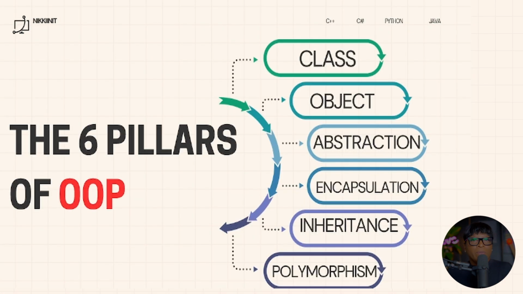Now, OOP has 6 pillars. Some people may say OOP only has 4 pillars, but to me, and to a lot of other developers, OOP stands on 6 pillars: class, objects, abstraction, encapsulation, inheritance, and polymorphism. I'm going to go through each of them with examples and in depth.